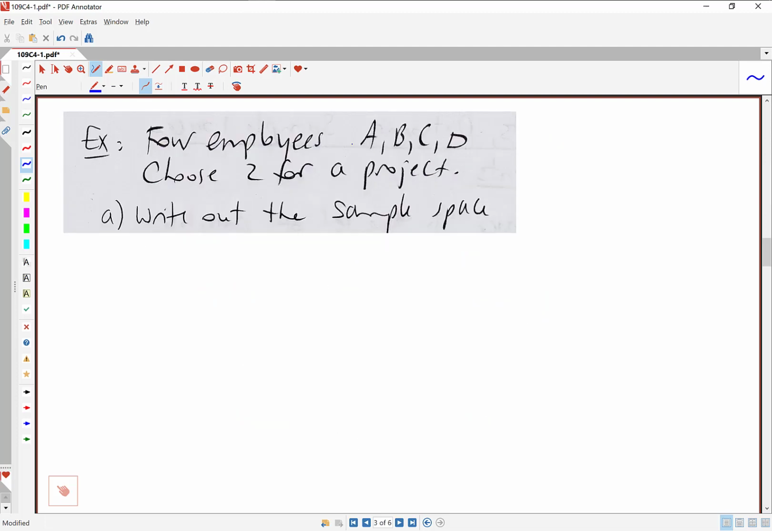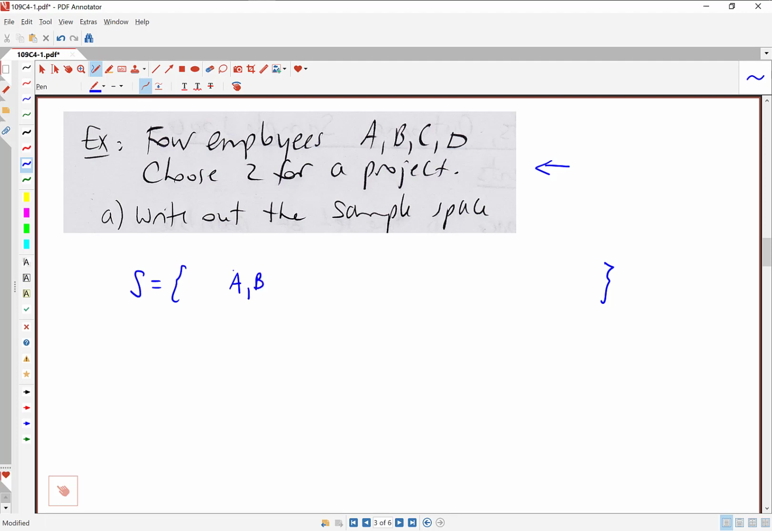So next problem, let's say we're working at a small company that just has 4 employees. We'll call them A, B, C, D. And our experiment is that we're going to choose 2 of these employees for a project. So first thing we're going to do is write out the sample space. So sample space, we'll call that S, and it's supposed to be the set of things that can happen. So let's think about all our different ways to choose 2 of these employees. So one of the choices would be choosing employees A and B.